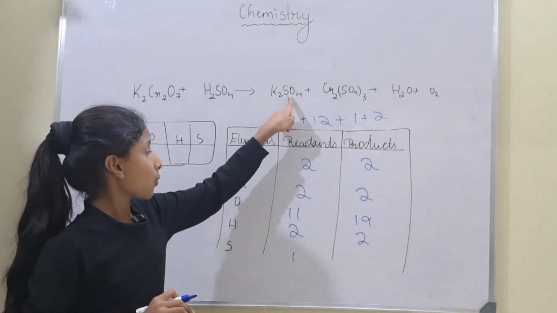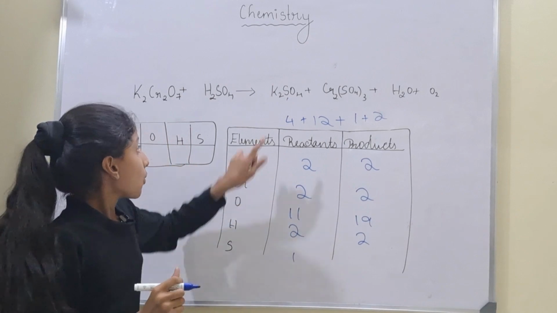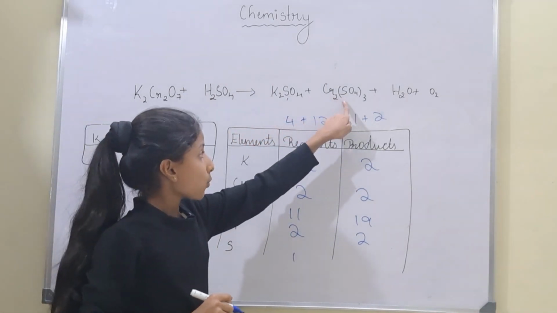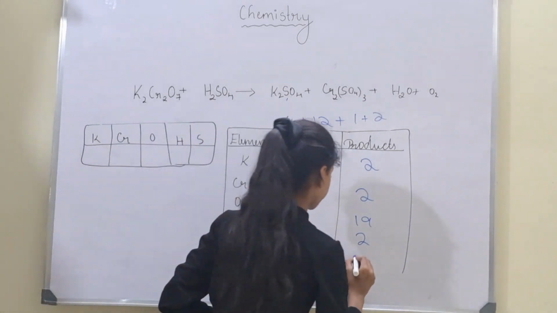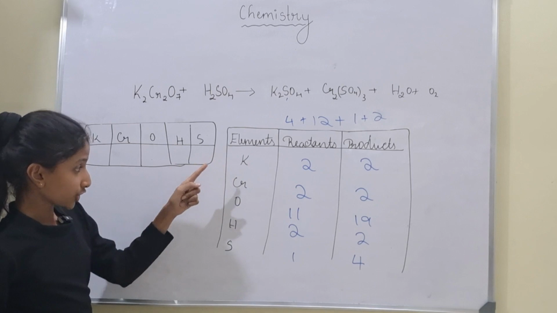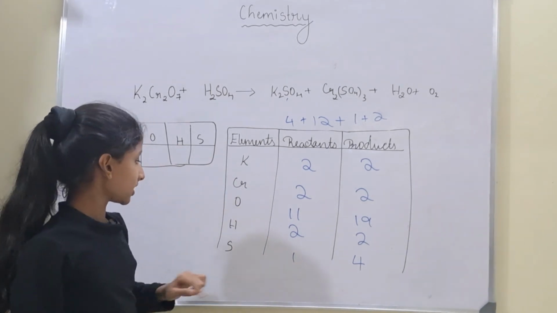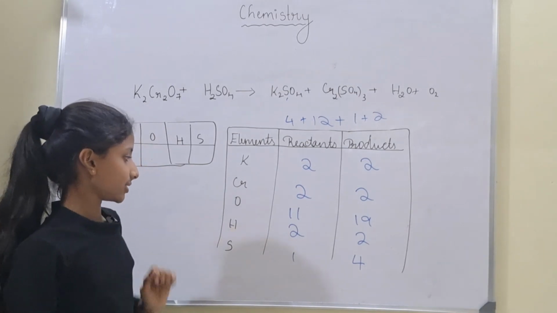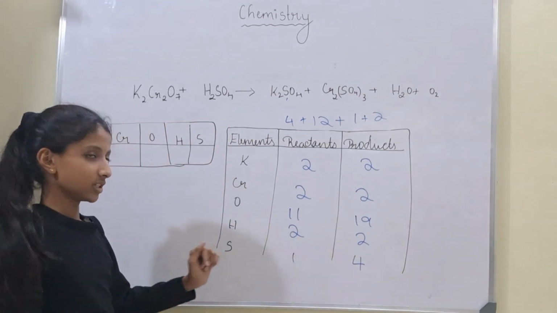Sulfur, 1. If there is no subscript, we will consider it as 1. 1 plus 1 into 3 gives us 3. 1 plus 3, 4. Now, potassium, chromium, hydrogen are same. We have to change oxygen and sulfur. Now, in these two, which has the least frequency, that we have to first balance.